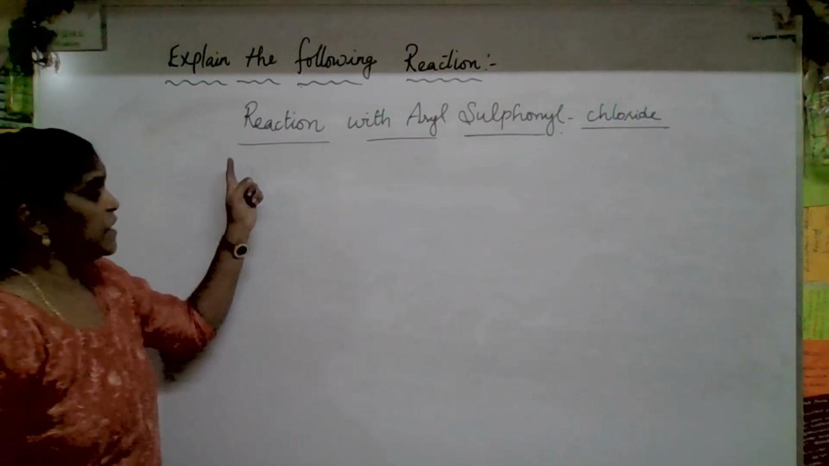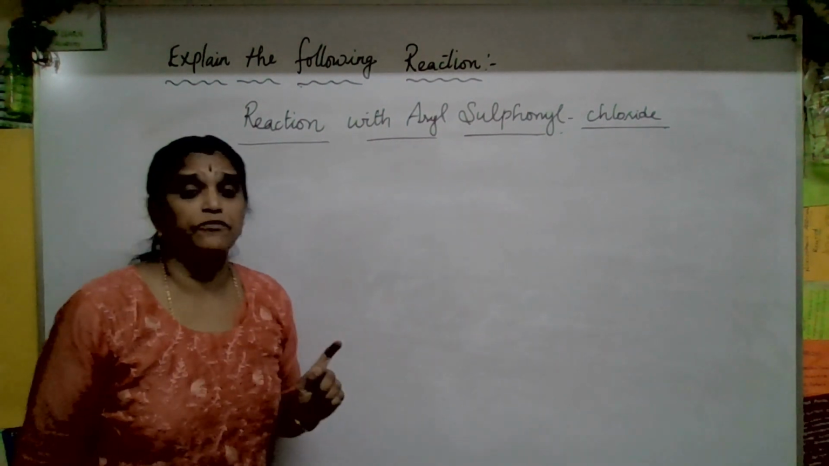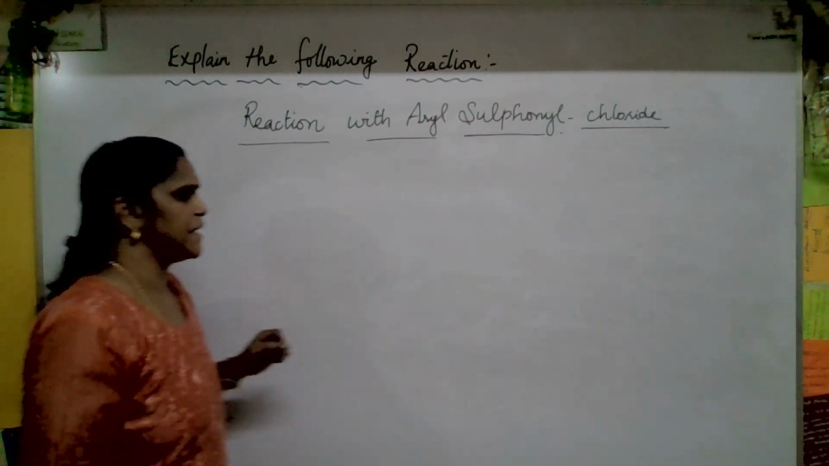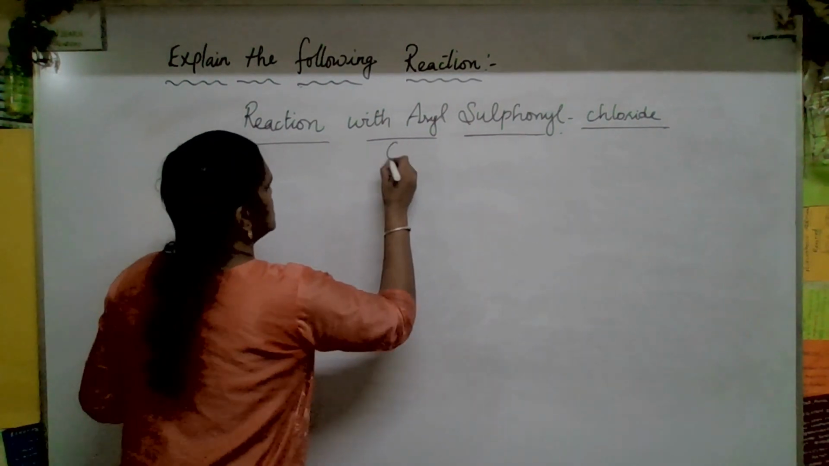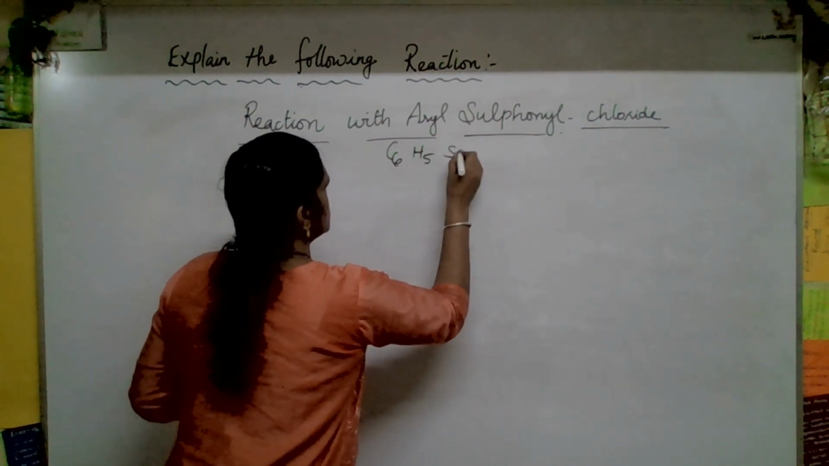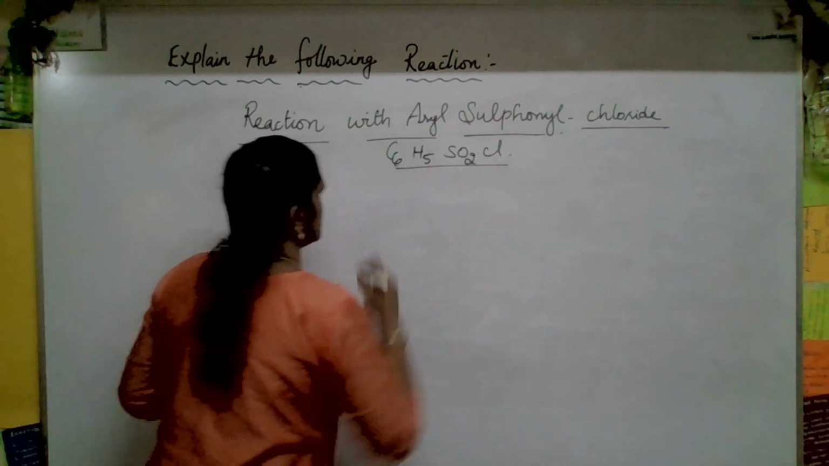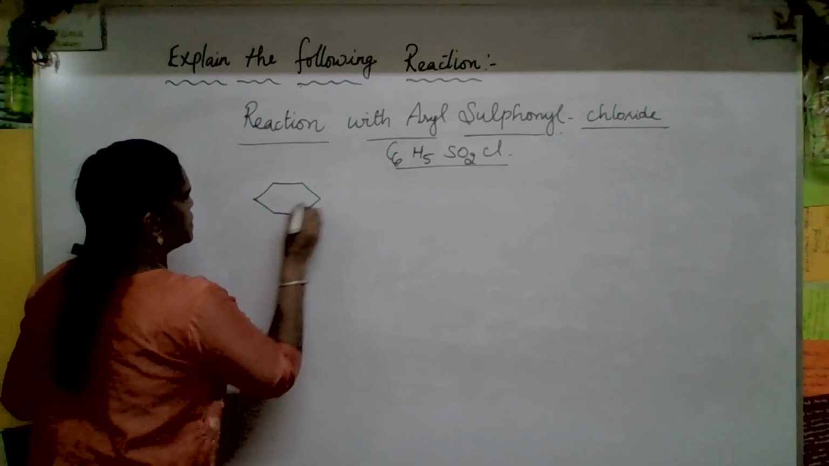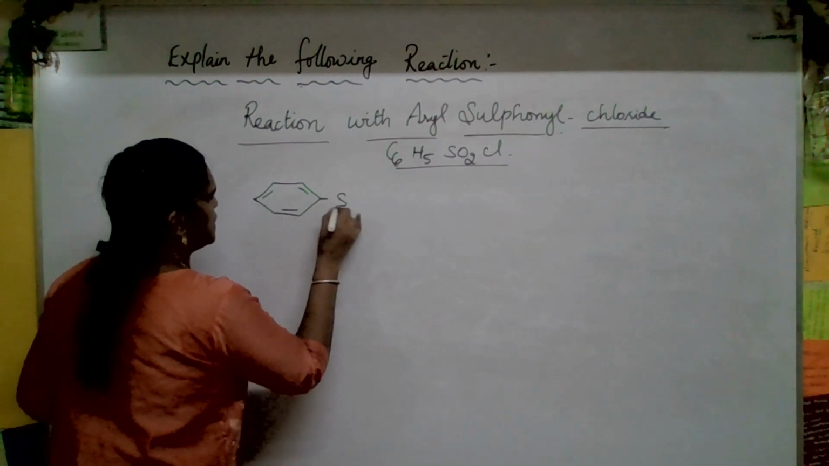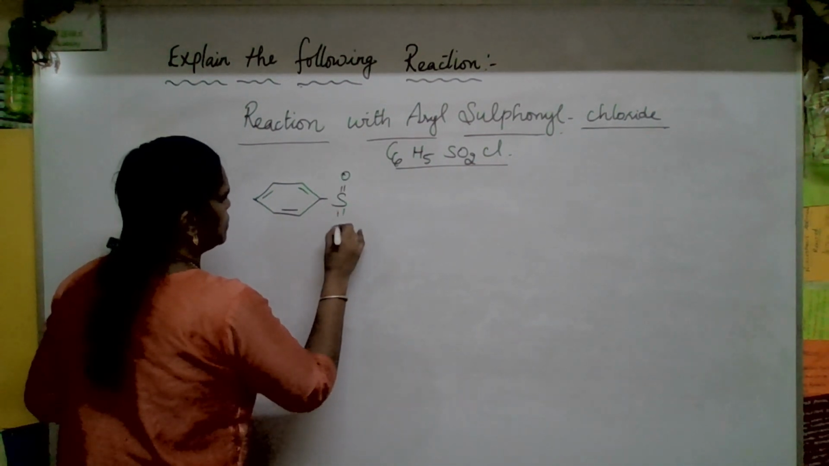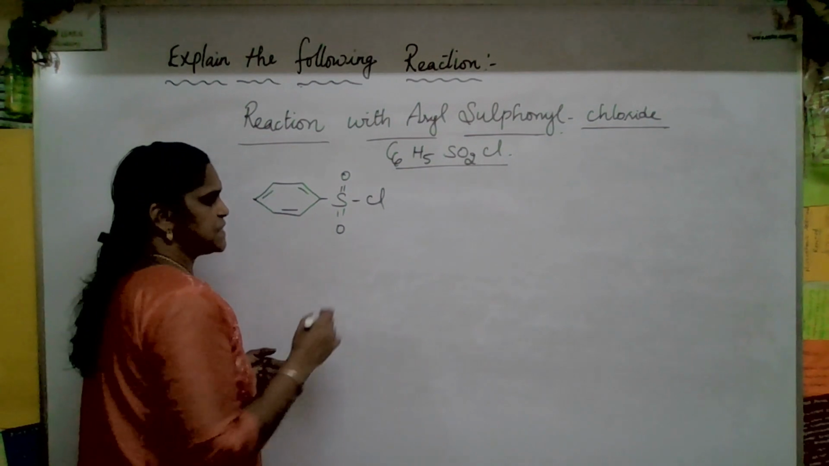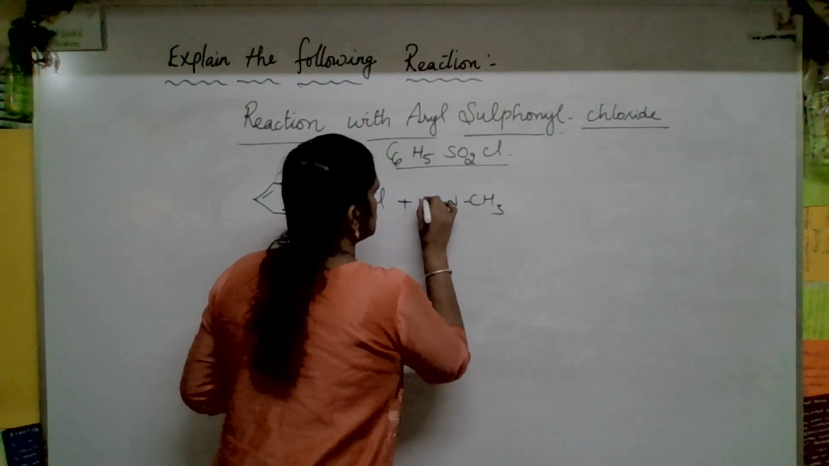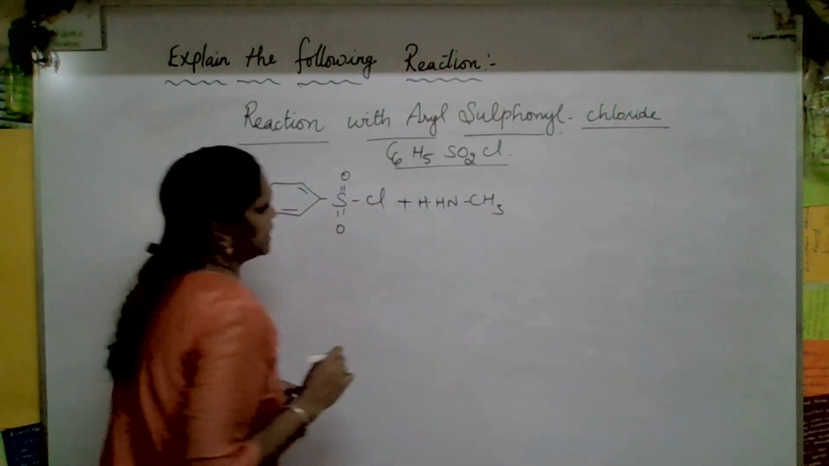Now we are going to see one more question. Reaction with aryl sulfonyl chloride. What is aryl sulfonyl chloride? Benzene sulfonyl chloride only we are bringing here. C6H5SO2Cl. This is the benzene ring connected with S double bond O, double bond O, Cl. Benzene sulfonyl chloride combined with CH3NH2, a primary amine. So active hydrogen is here.